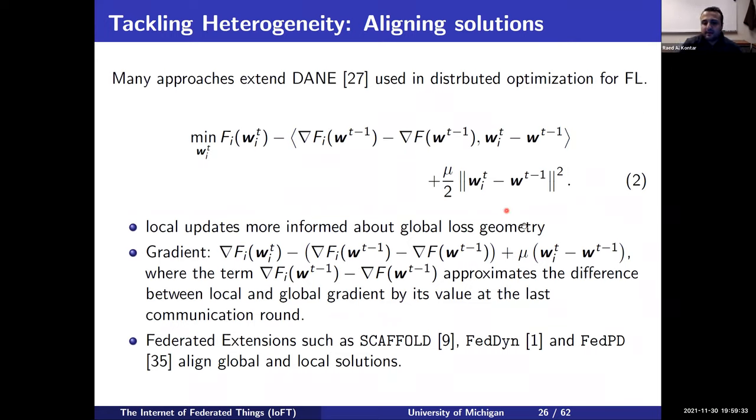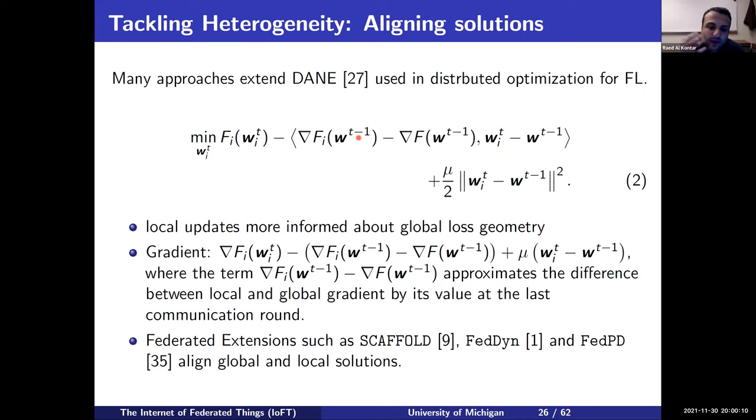The key idea of DANE is that they approximate the difference between the local and the global gradient. The local gradient is the gradient of Fi, and the global gradient is the gradient of F. They approximate this difference by its value at the last communication round, T minus one. By taking this value from the last communication round, we try to align the gradients of the global and local objectives. This is an approximation, but an approximation that often works well.